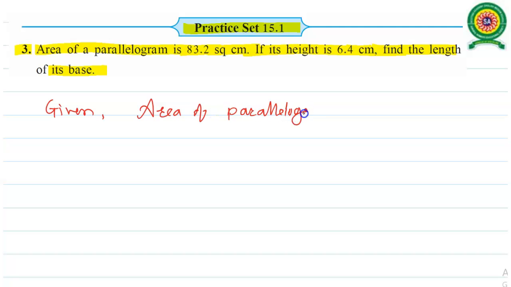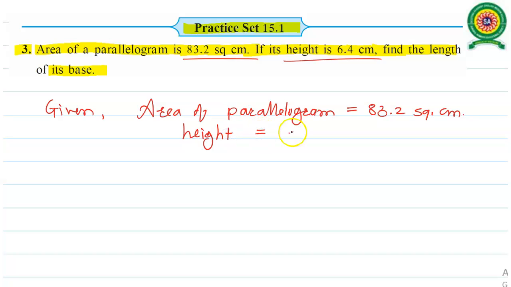That is, we have here 83.2 square centimeter. Next we are given the height of the parallelogram, so I am writing here height of parallelogram is 6.4 centimeter. We have to evaluate the length of its base, that means base equals to, I am putting the question mark. Now since area is in square centimeter and height is in centimeter, the base is in centimeter. Now how could we evaluate the length of the base of the parallelogram?